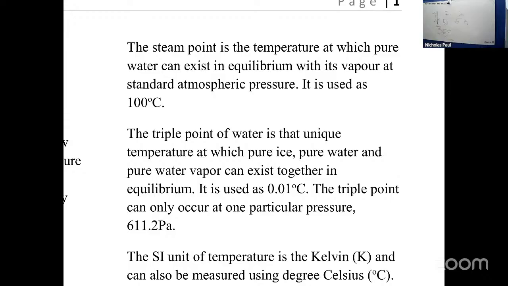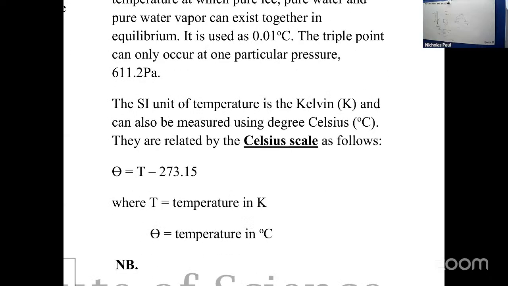The triple point can only occur at a special pressure, so this special pressure must happen. That's the only way you can observe the triple point: 611.2 pascals. Something a little bit new in CAPE is that in order for us to work out Celsius, we have to use 273.15. We no longer use 273. Anybody can guess what the triple point is in Kelvin?